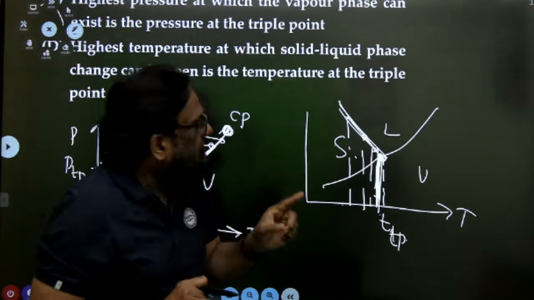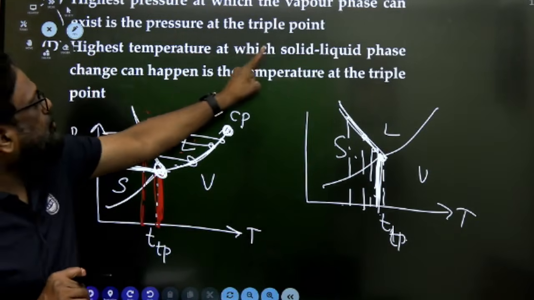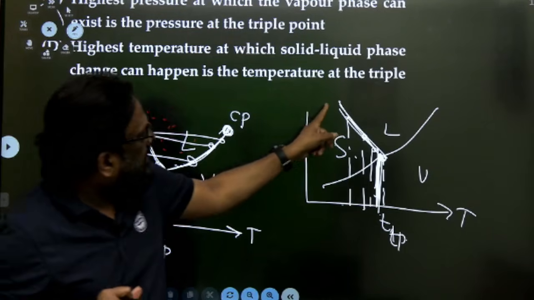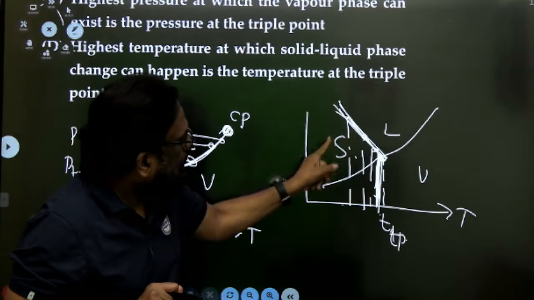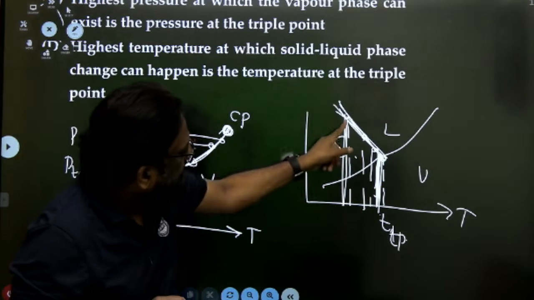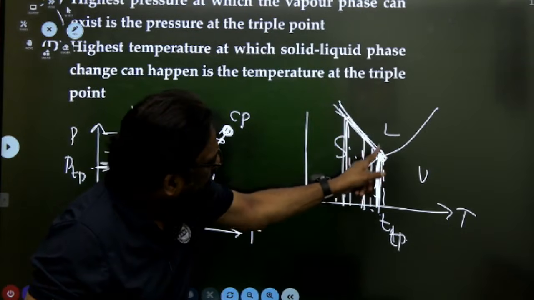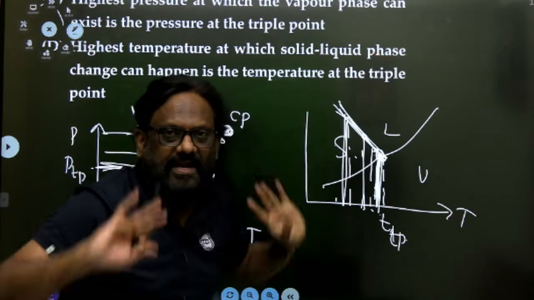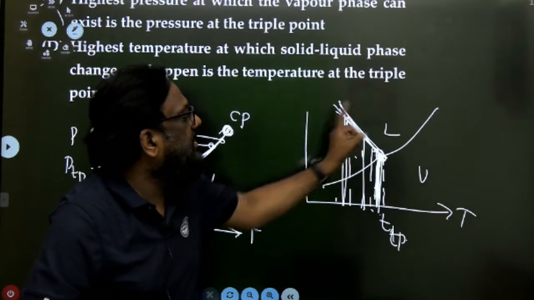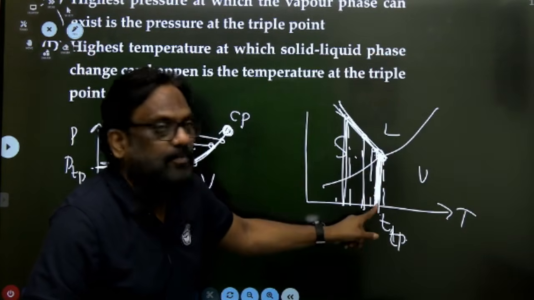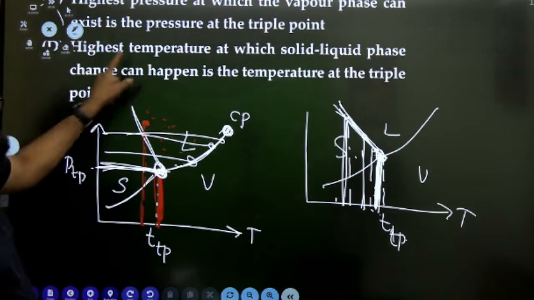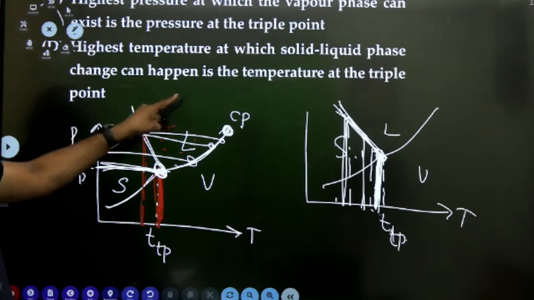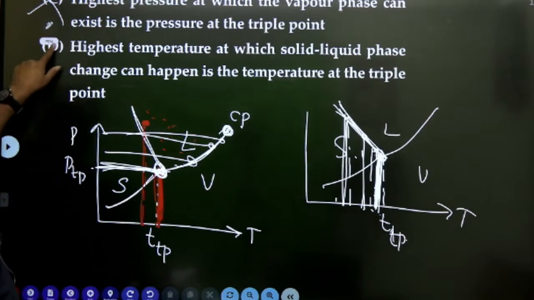So देखो एक बार. The highest temperature at which solid liquid phase change can take place. This is the solid liquid. So ये कौन सा टेम्परेचर है सर? It is lower than triple point. ये कौन सा? मैक्सिमम इज ट्रिपल पॉइंट. उससे बाहर सॉलिड लिक्विड नहीं मिलेगा. So the highest temperature at which solid liquid phase change can take place is the triple point. So this is also correct.